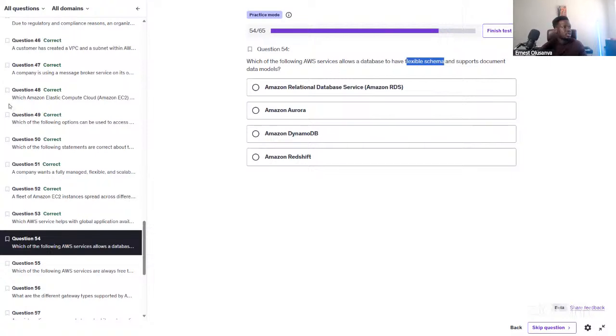This one here is a relational database. So that's out of it. Aurora is also a relational database, so that's out of it. DynamoDB is the only one that is here as a non-relational database, and it accepts document data models. While Redshift, I don't know if you can even call it a database, but it's for data warehousing, so that's out. So the correct answer here is DynamoDB.